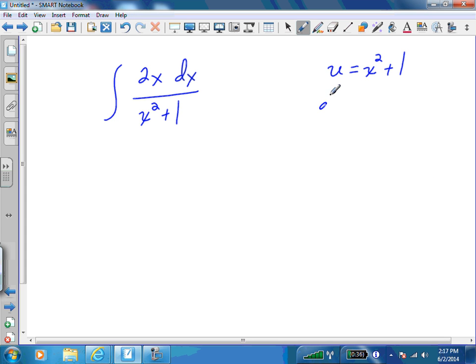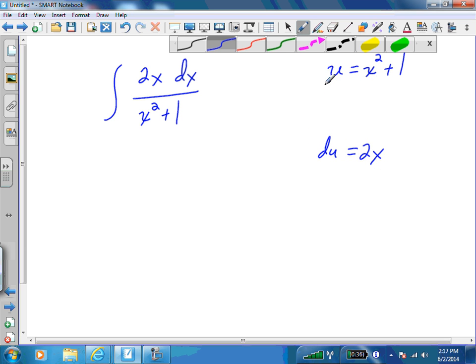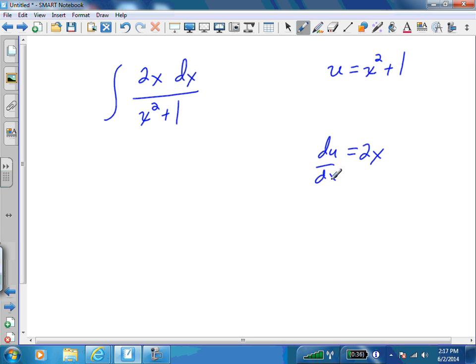So if we want du, what's the derivative of x squared? 2x. We'll do this formally to start with. If we were to take the derivative of this with respect to x, du over dx is 2x. So du, if we move the dx over, is 2x dx.